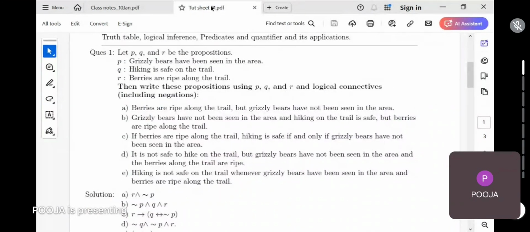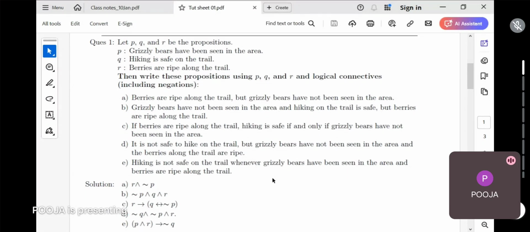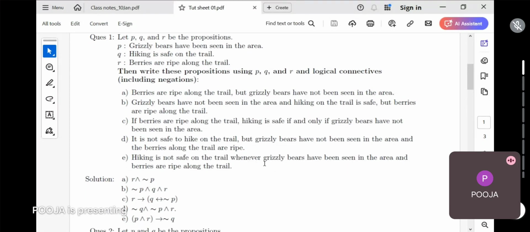Here, P means hiking is not safe on the trail. That is Q. Q whenever P, so that's P implies Q. And P implies what? Negation Q. Berries are ripe along the trail is R. So what is the statement after whenever? Grizzly bears have been seen in the area means P, and berries are ripe along the trail is R. So P and R come after whenever.